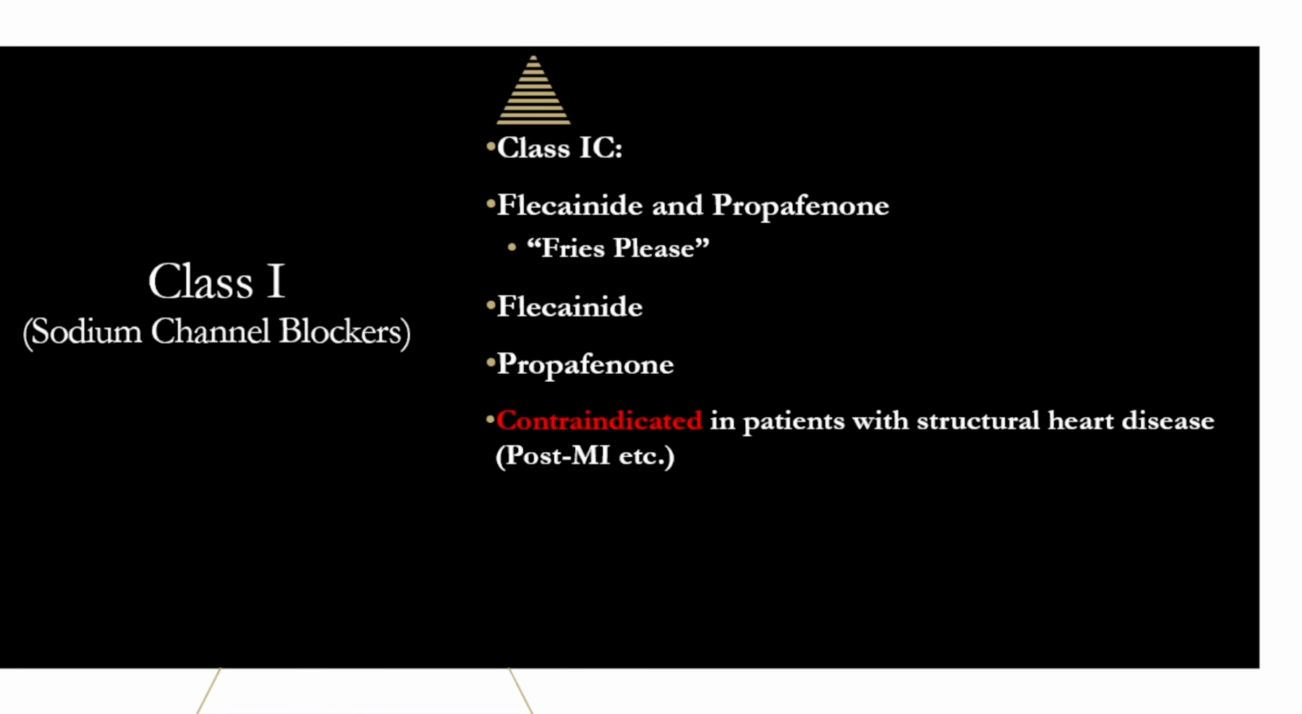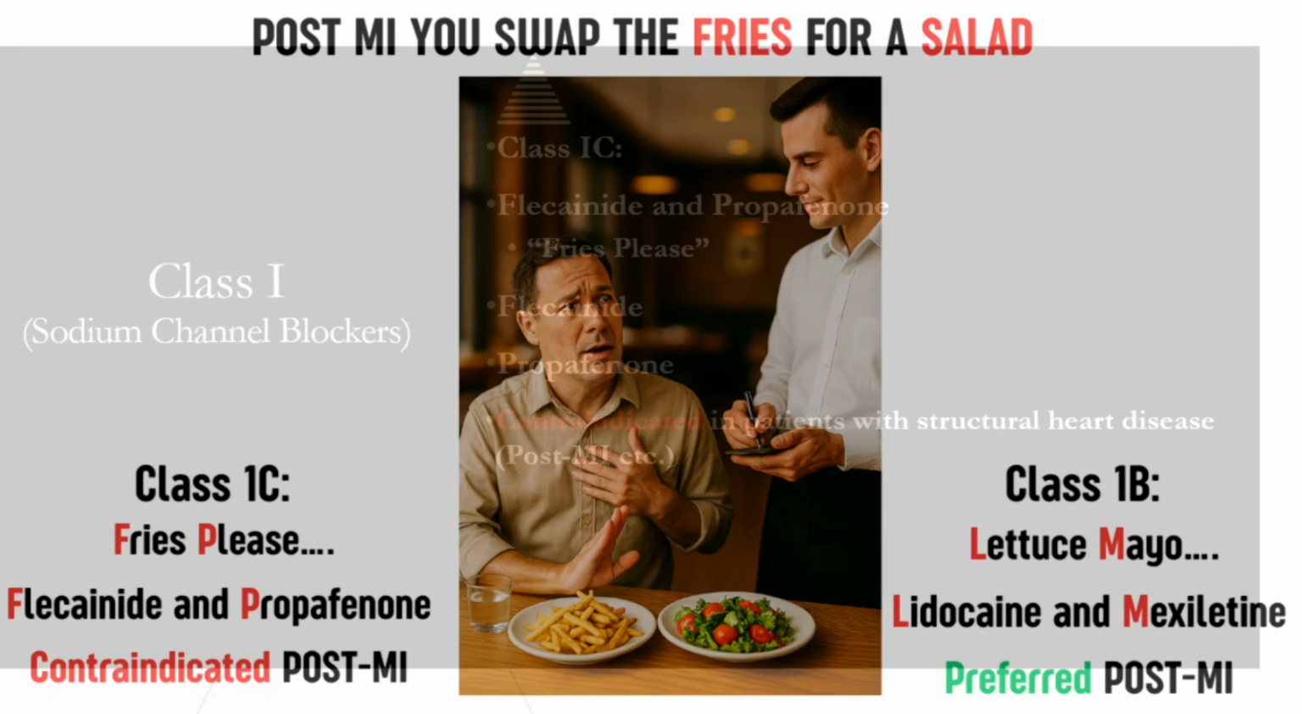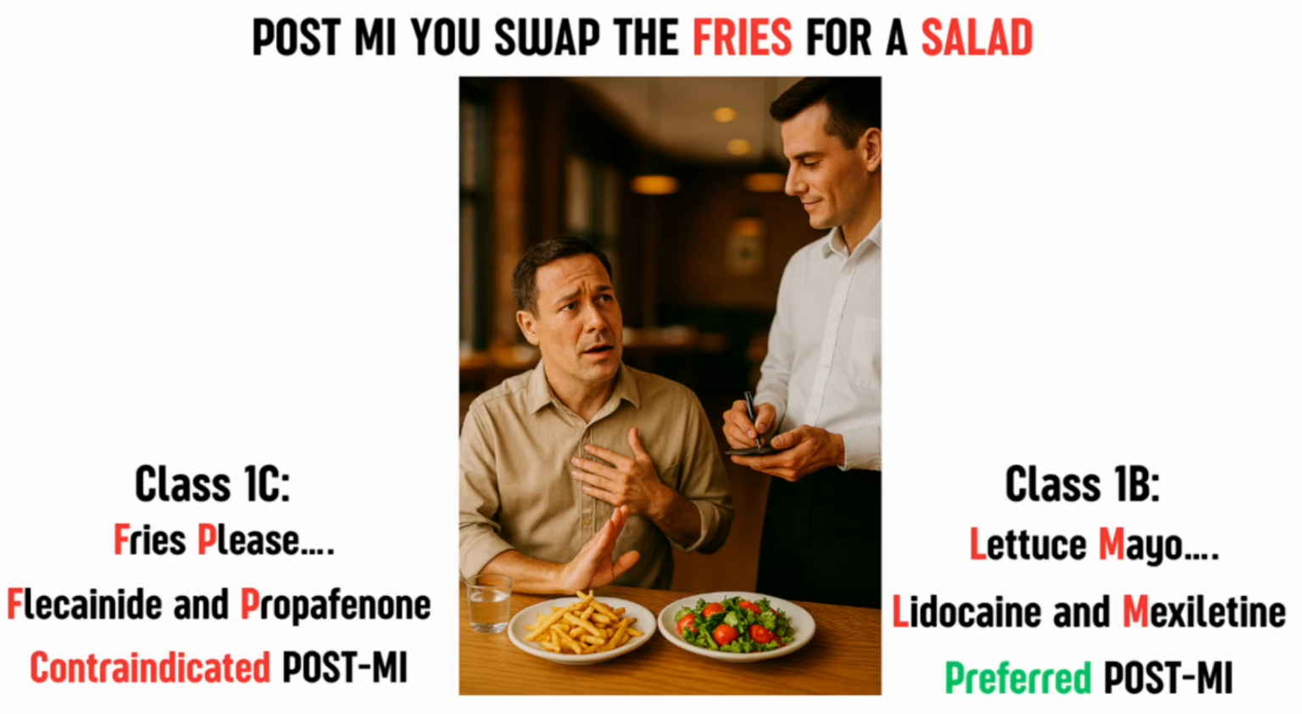So how can you remember that 1B drugs are good post-MI and class 1C drugs are bad post-MI? Well, back to the same mnemonic. If you just had a heart attack and you're ordering some dinner, you're going to substitute your fries for a salad, right? So remember that class 1B, lettuce mayo, good post-MI. Class 1C, fries, please, no good post-MI. Remember, after a heart attack, substitute the fries for a salad.